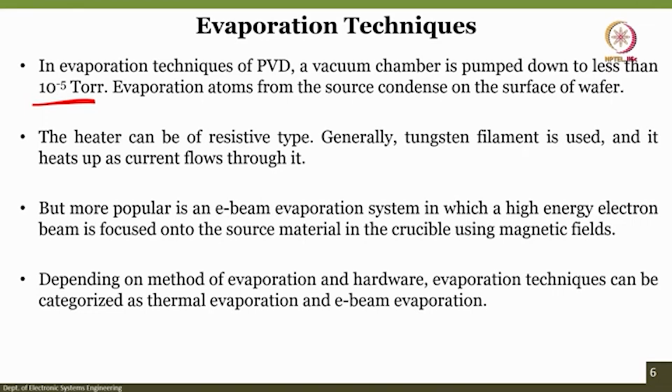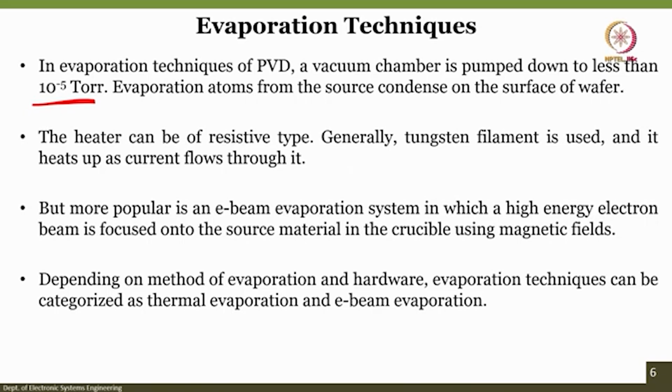The heater can be of resistive type, generally a tungsten filament is used and it heats up as the current flows through it. Now, this depends again on what kind of material you use, whether it is resistive heating or some other type of heating, but the most popular is an e-beam evaporation system in which a high energy electron beam is focused onto the source material in the crucible using magnetic fields.